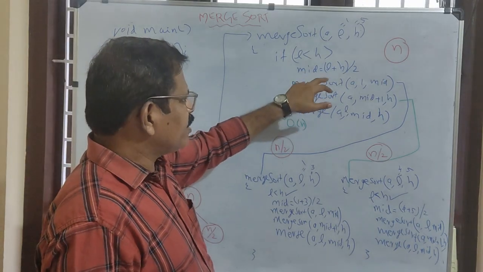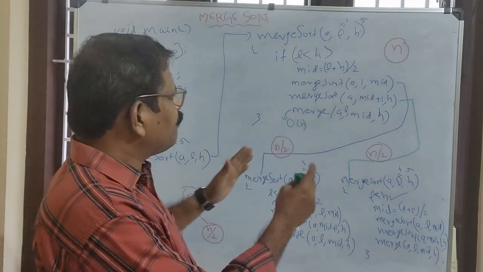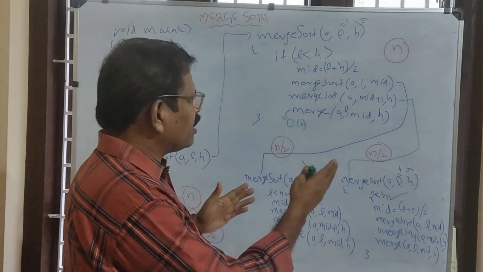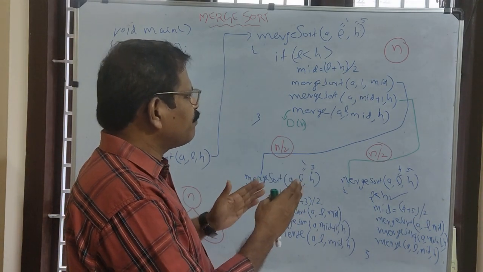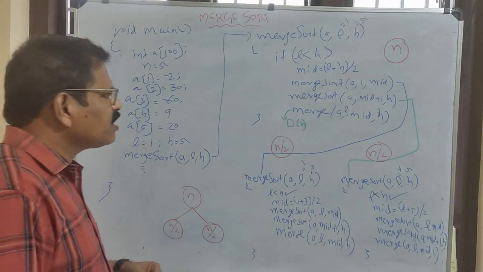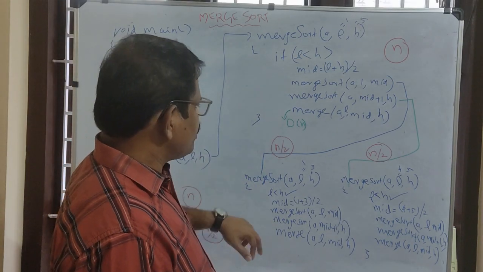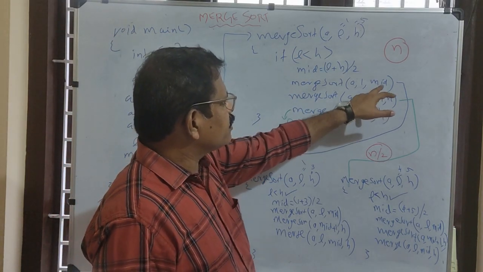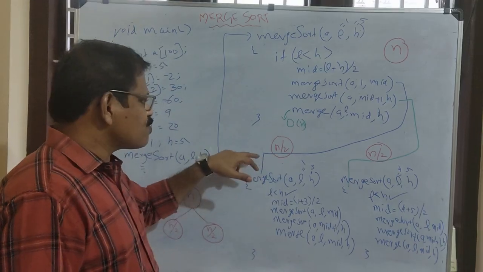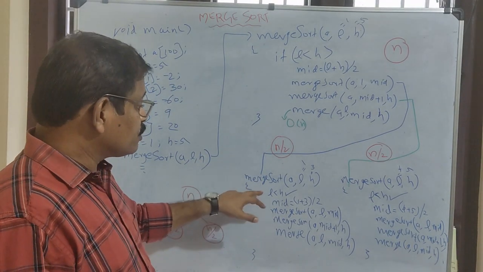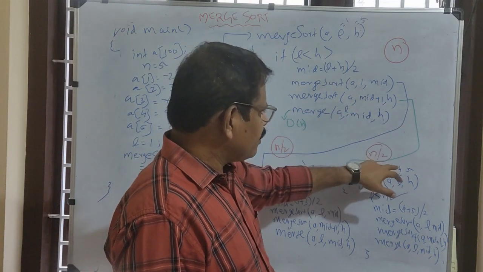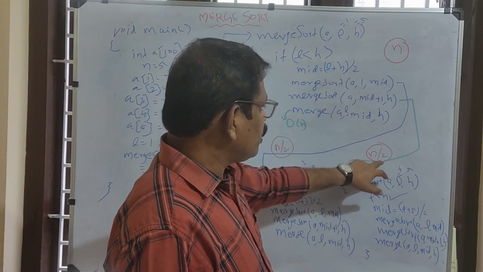It will calculate the middle index. Then it will partition the array into two. Lower index to mid, it is one array, and mid plus 1 to the higher index, another portion of the array. Then you can see here this first function call, it will process at most n by 2 elements. So this is the function call, and the second function call, again it will process n by 2 elements at most.